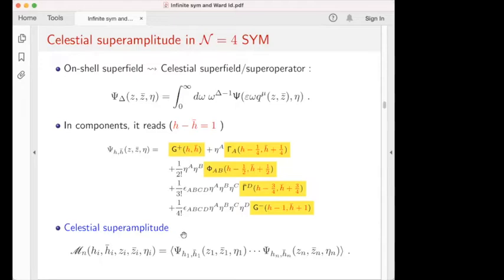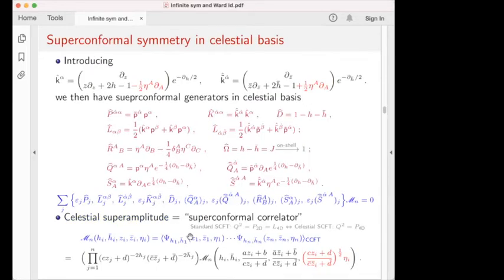So we can take n celestial superspheres and put them together, and this gives the celestial super amplitude, which can be obtained from the Mellin transformation of the super amplitude in momentum space. So we want to find the superconformal symmetry action on the celestial super amplitude in the celestial basis. As before, we first introduce these spinors, k hat and k tilde hat.